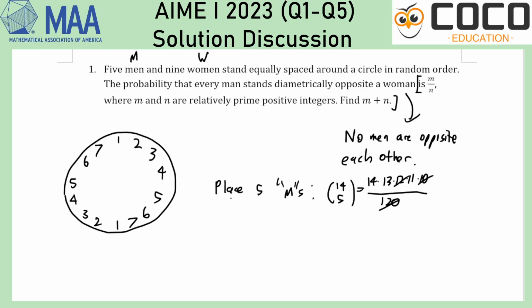Now, how many of them would be non-opposite each other configurations? So no opposite M's. Well, essentially, you have to just choose which 5 numbers you want to take. So 7 choose 5. And then for each number, there are 2 positions that can be selected. So 7 choose 5, 7 times 6 divided by 2 is 21. I'm just going to leave it as this.